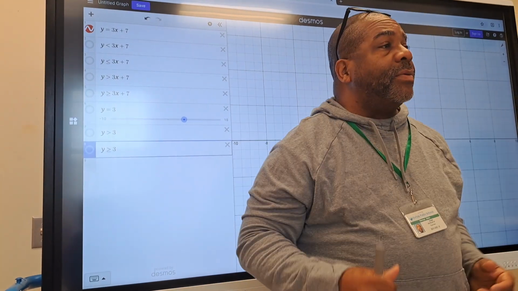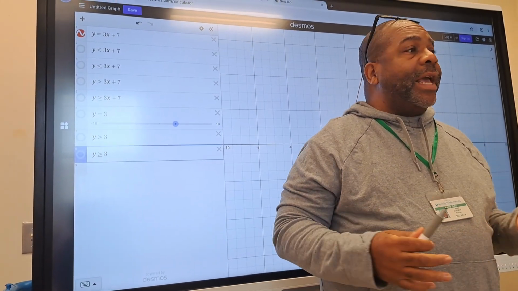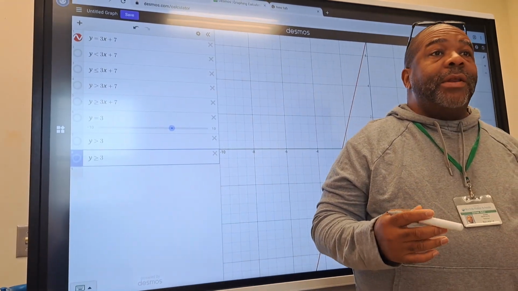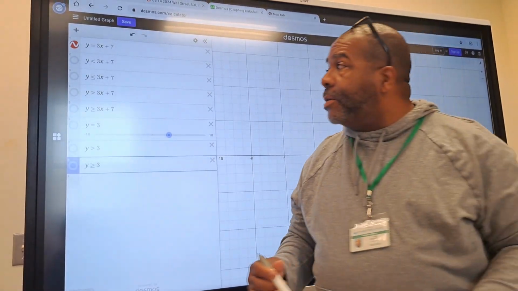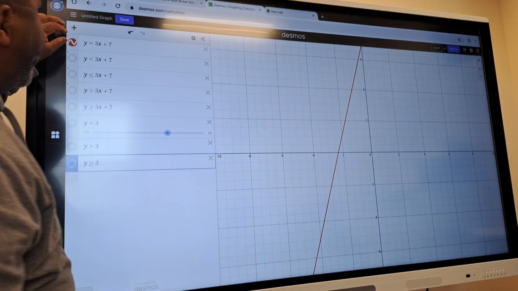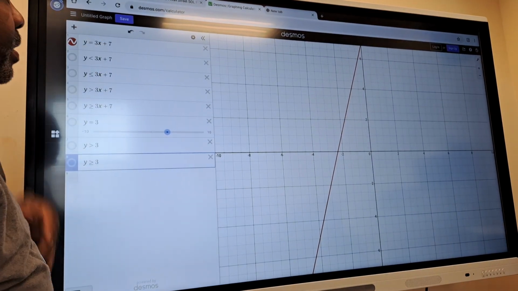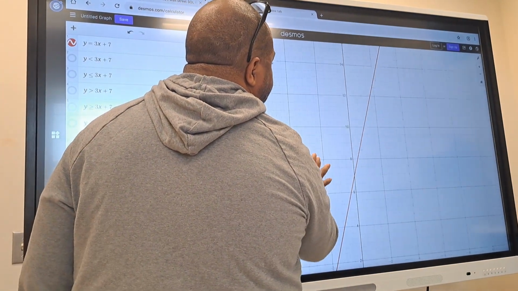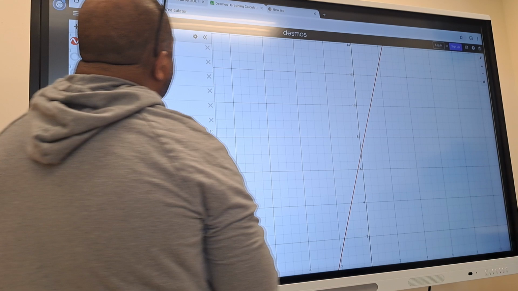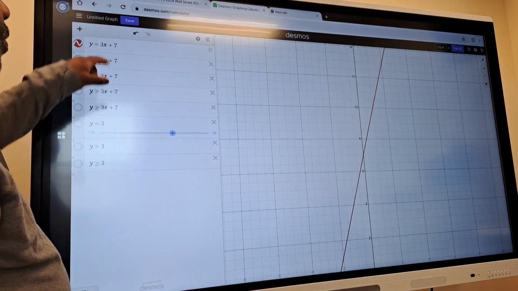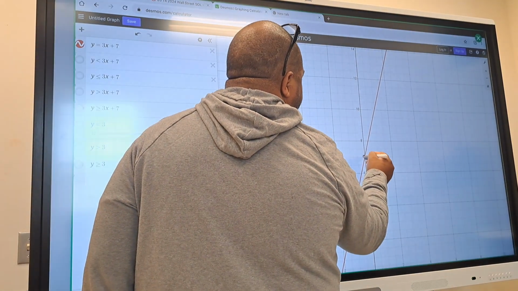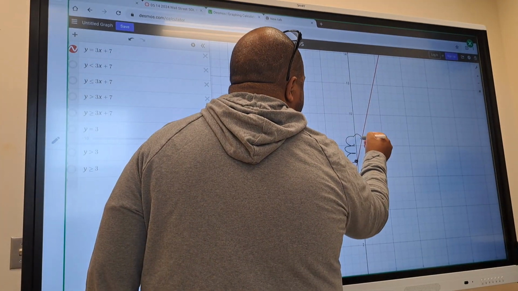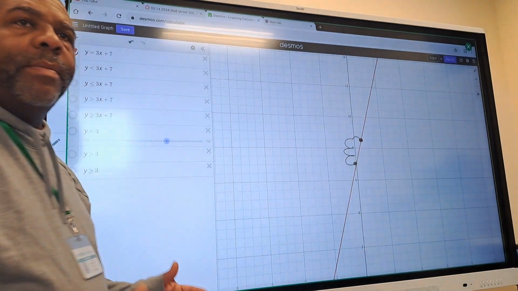Okay, so we're going to talk about shading when we're shading inequalities, right? We've talked about linear equations, and those are simply equations that make lines. In our first example here, we have y equals 3x plus 7. So here's our line. Our y-intercept is right here at 7, and the slope is 3. If I went up 1, 2, 3, and over 1, that would be my next point that's perfectly on the line, all right?